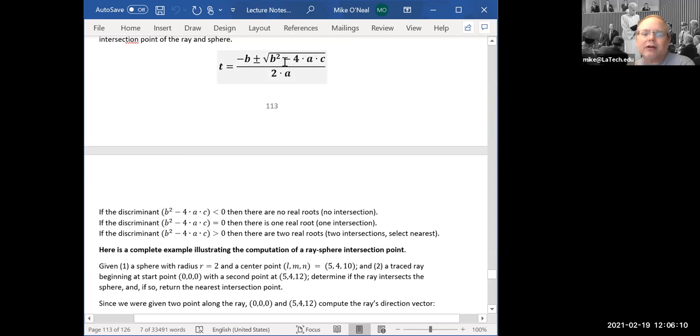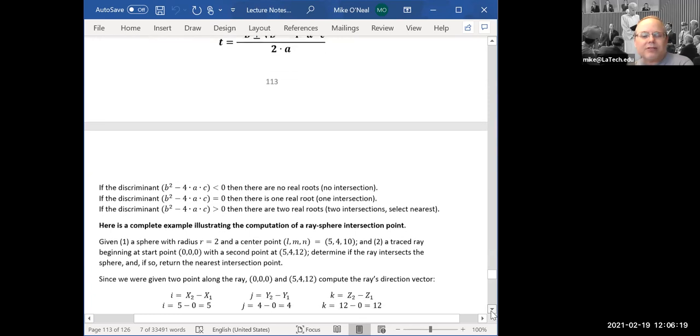One will be the nearer intersection point, one will be the further intersection point. So we'll take the smaller t, plug it back into the equation to get the nearer intersection point.